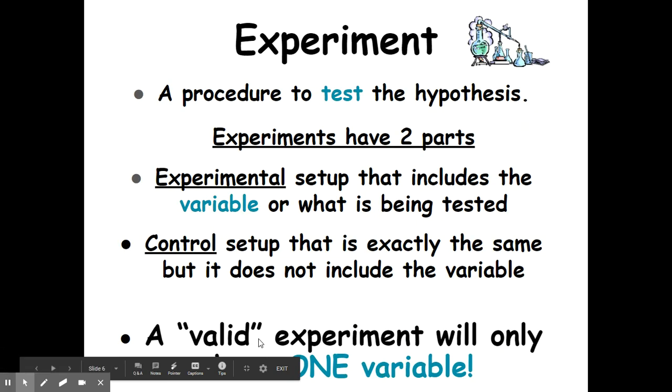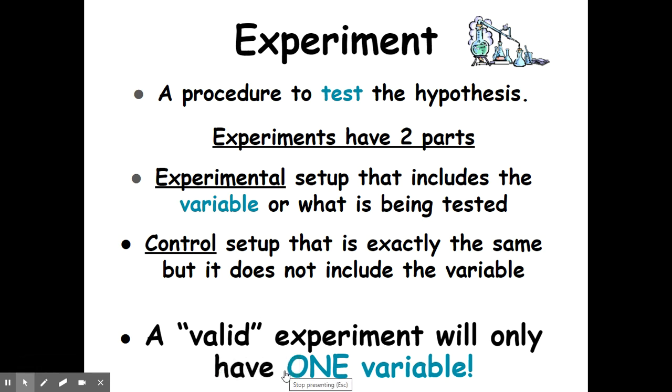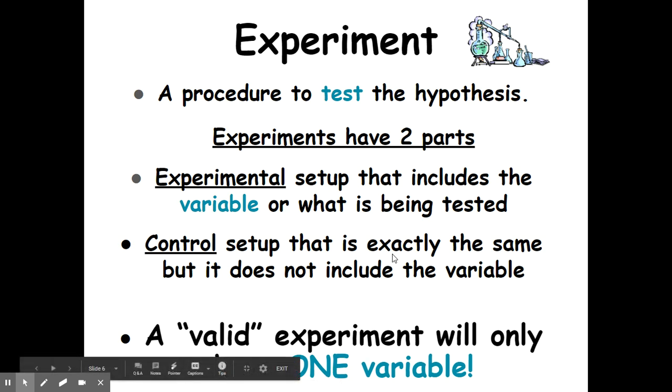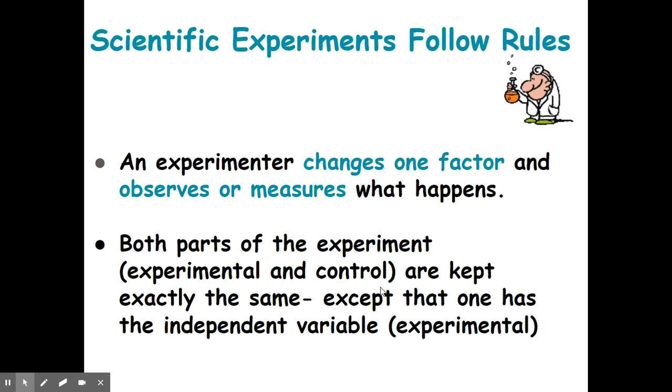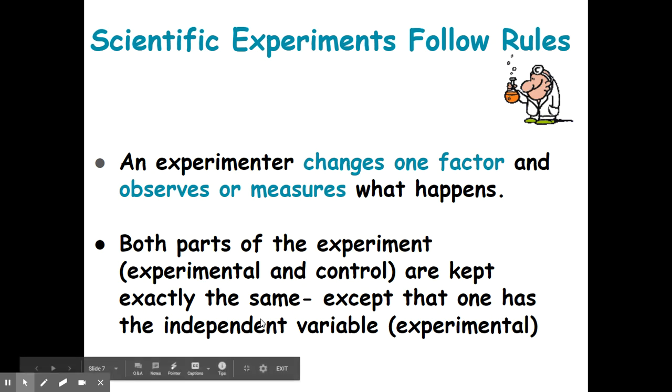What's important is that in a valid experiment you only test one variable at a time. Both parts of the experiment, the experimental setup and the control setup, have to be kept exactly the same. And we learned that this vocabulary word is called the constants or the controlled variables. So the only one thing we want to change is the independent variable that's in the experimental setup. And we'll look at that as an example in a second.